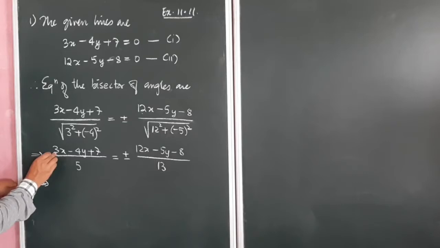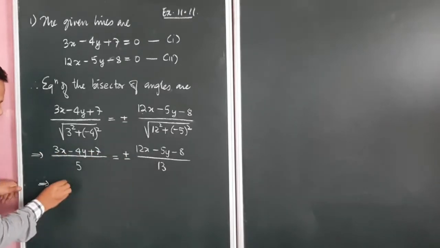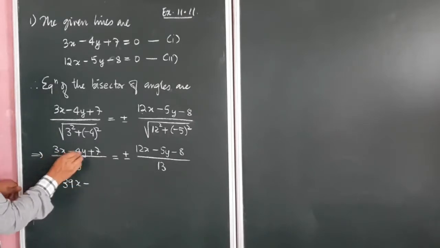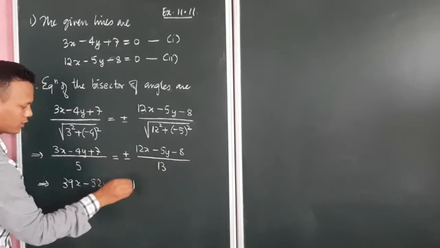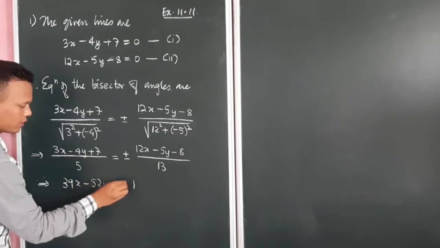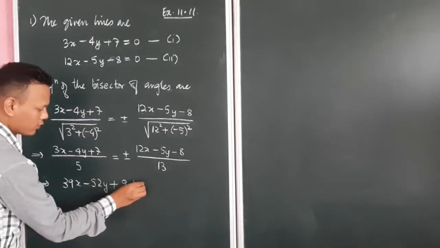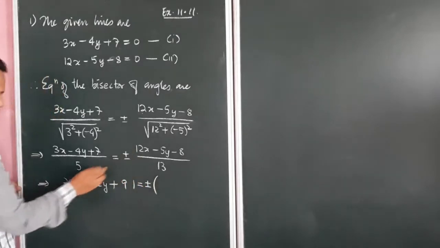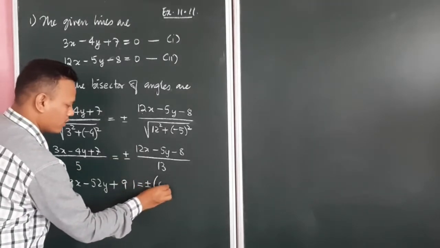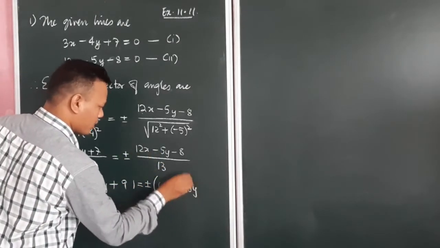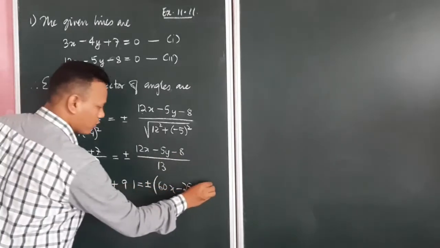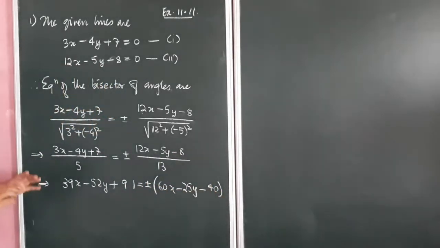So we have 13 into 3, which is 39x, minus 4 into 13 is 52y, plus 7 into 13 is 91. So we have plus minus 5 into 12 is 60x, minus 5 into 5 is 25y, minus 5 into 8 is 40. Now, before opening the bracket, we'll split the equation.